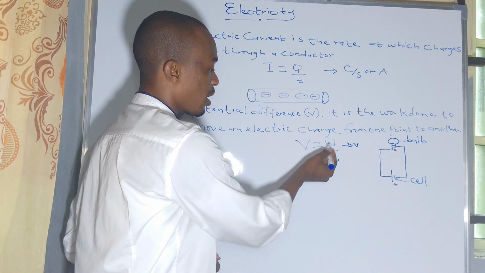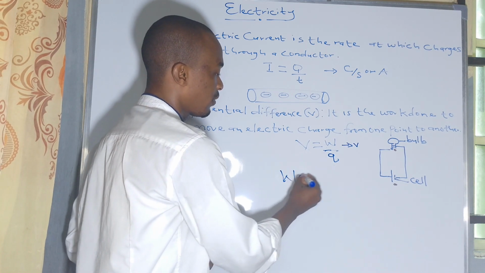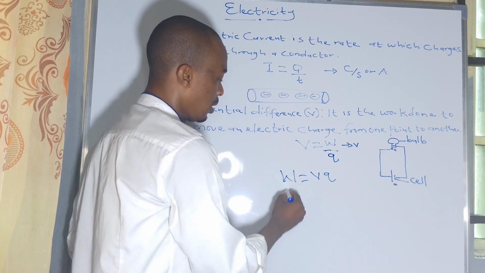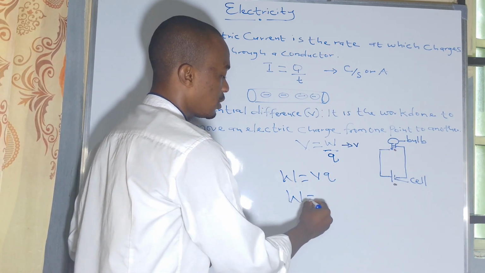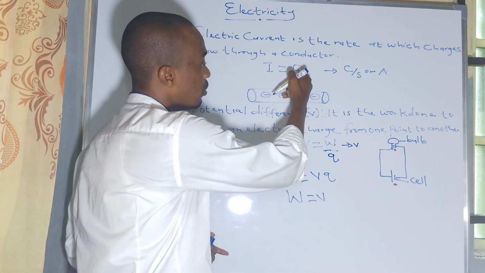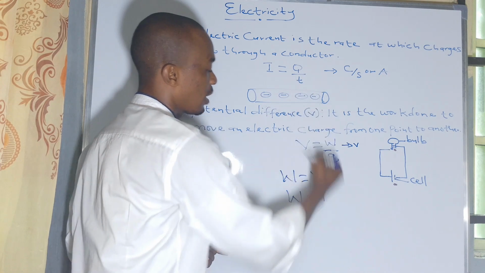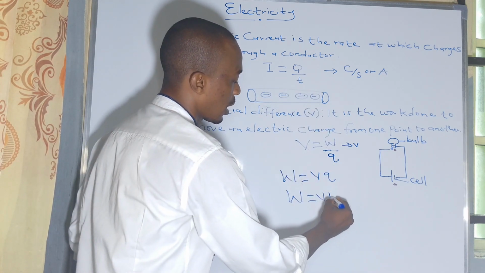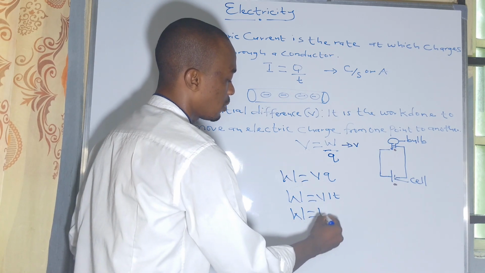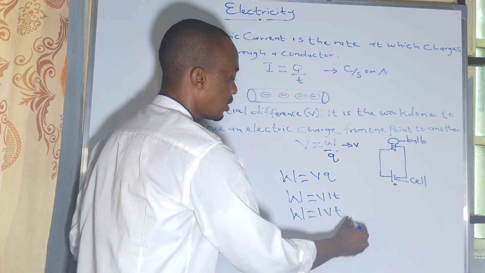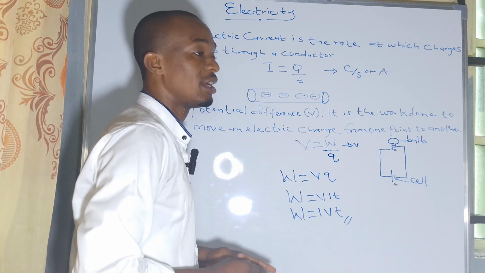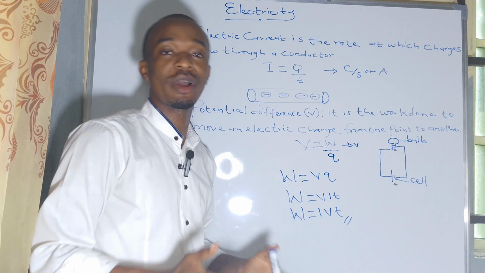So from here, we can make W, which is work done, subject of the formula. W will be equal to VQ. Then if you make Q subject of the formula, you have that Q will be equal to what? IT. So in most textbooks, you will see that W is equal to IVT. And this is the formula for electric work done. You will see this in most JAMB questions and WAEC questions.